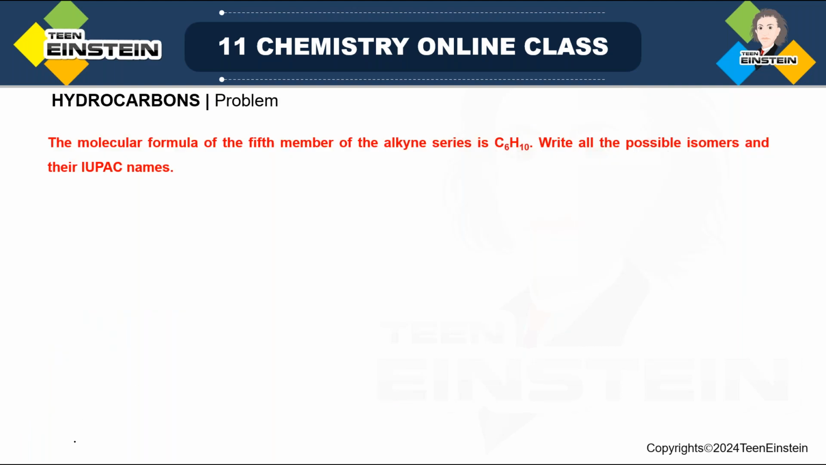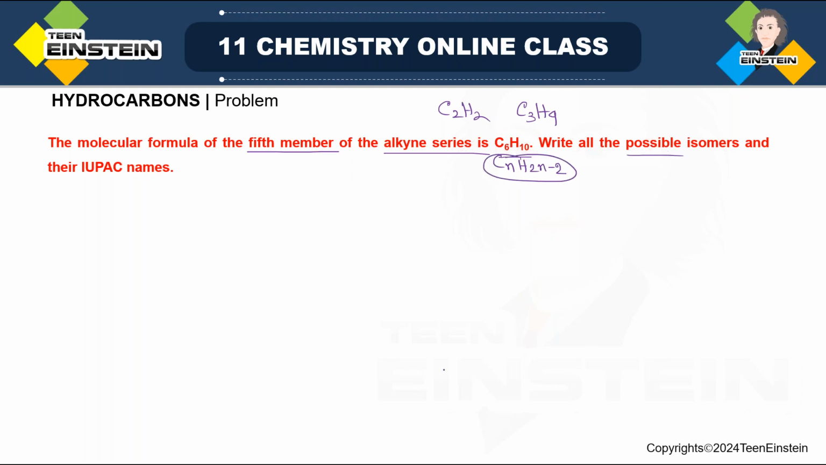Now based on this, we'll solve this problem. It is saying the molecular formula of the fifth member of alkyne. Now this will be C6H10. Don't think that the fifth member is C5. No, because the first member is C2H2. Then the second member is C3, then C4. So whenever you are saying the member, it is one carbon extra. So that is why the fifth member is C6H10, and it is also matching with CnH2n-2: 6 into 2, 12, 12 minus 2, 10. So obviously this is an alkyne.